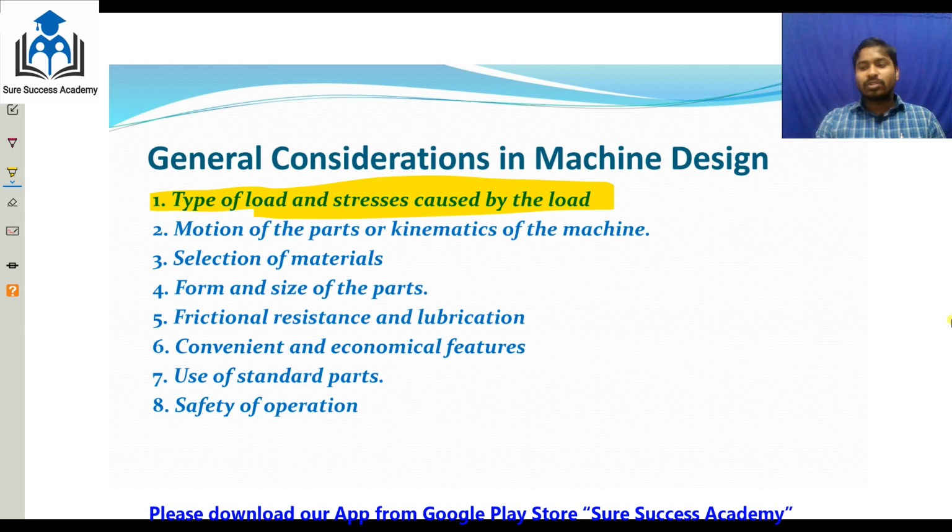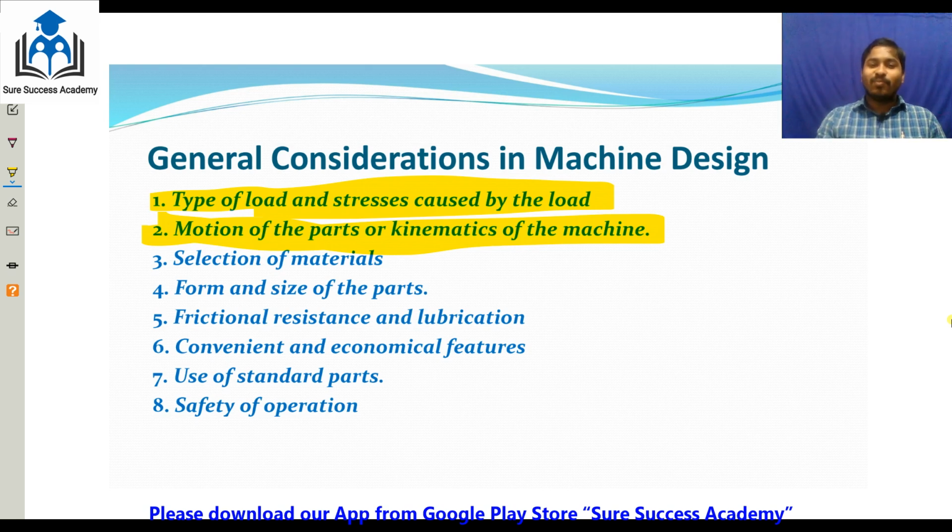Then motion of the parts, or kinematics of machines. What type of motion do you have to consider? The successful operation of any machine depends largely upon the simplest arrangement of the parts, which will give the motion required. The motion of the part may be rectilinear motion, which includes unidirectional and reciprocating motion, or curvilinear motion, which includes rotary, oscillatory and simple harmonic motion, or constant velocity, or constant or variable accelerations.